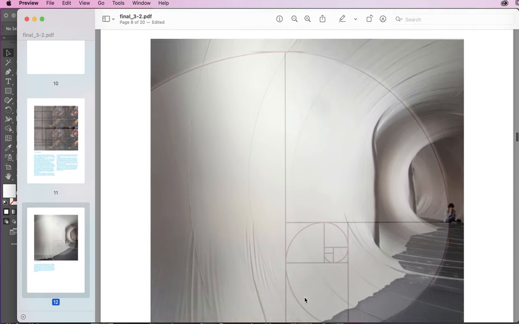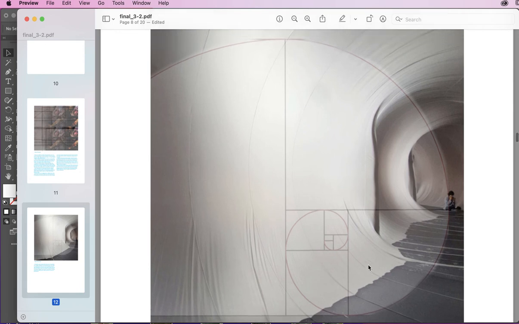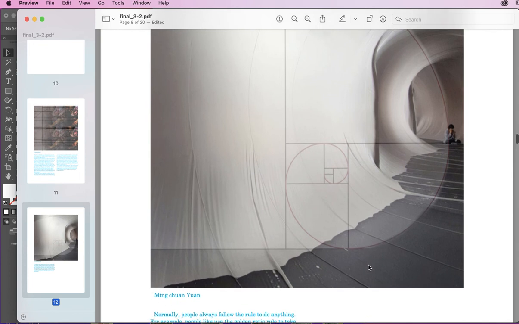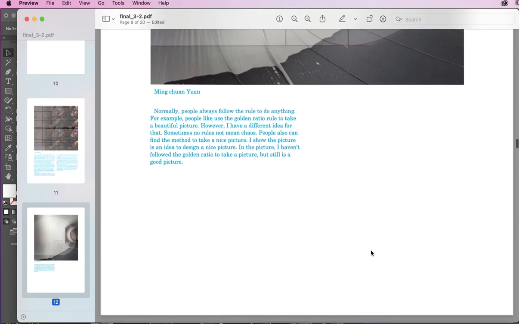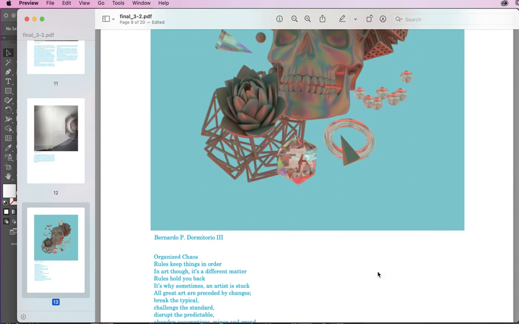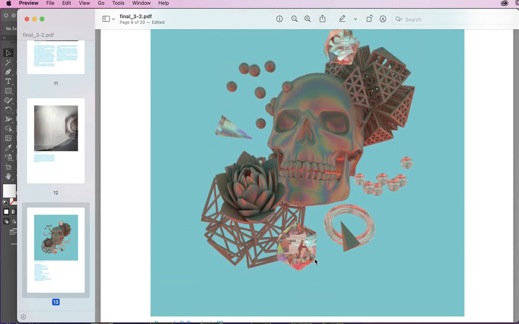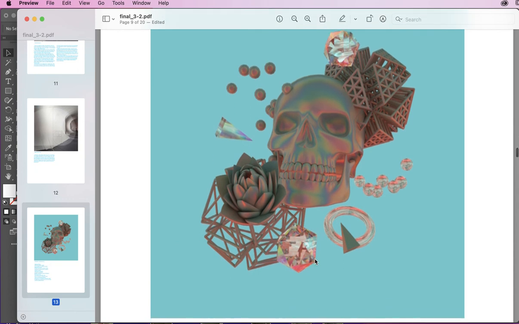The next person responds to this by going against the rules, by breaking them and saying the image that they've placed in there is beautiful, but it doesn't at all conform to these standards of beauty with the golden mean and the Vitruvian man and various things. The next person looks at this and creates this image. And what they're talking about is this idea of organized chaos, rules that keep things in order, but in art, there's rules that are broken. So it's trying to combine this idea of rules and structure and a fracturedness at the same time.